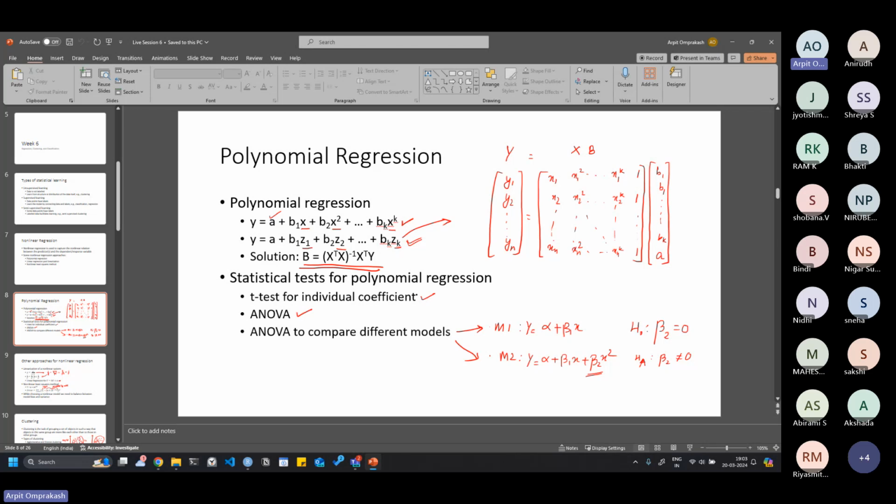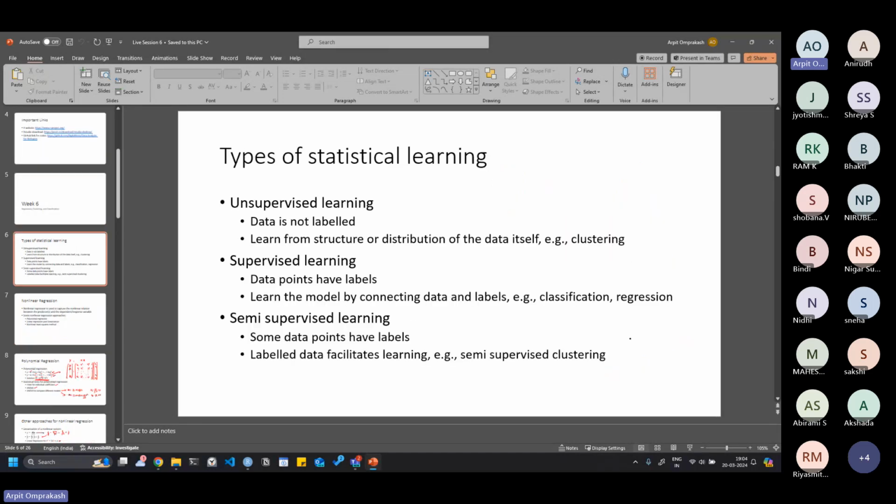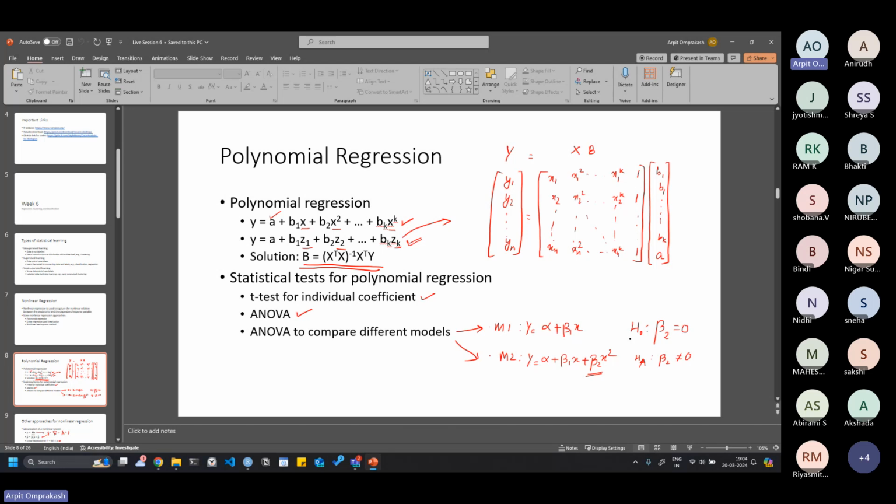Then again, after polynomial regression, because we are doing multiple linear regression, we can do a t-test for the individual coefficients. We can do an ANOVA to see if it's significant, and we can do an ANOVA to compare different models also. So let's say you have two models: M1 is y equals alpha plus beta1 x, and M2 is y equals alpha plus beta1 x plus beta2 x squared. To compare these two models, our null hypothesis will be that B2 equals 0, because then these two models will be the same. Our alternate hypothesis will be that B2 is not equal to 0. Then we use an F distribution, do the ANOVA, and check if it's significant or not.